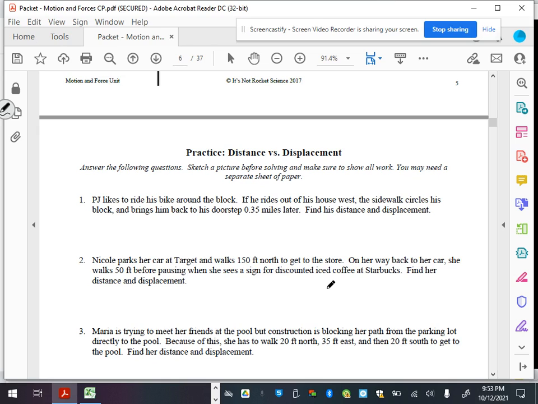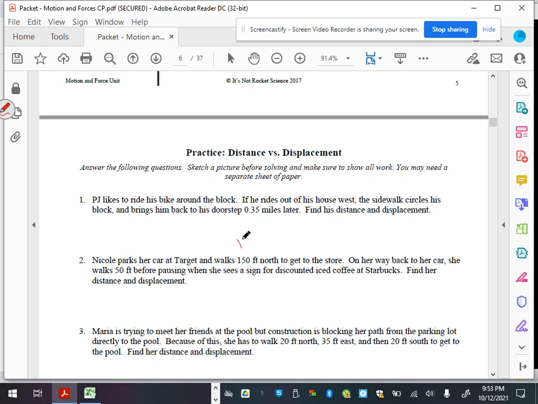Okay. So number 1 says PJ likes to ride his bike around the block. If he rides out of his house west, the sidewalk circles his block and brings him back to his doorstep 0.35 miles later. Find his distance and displacement. Okay, so when I draw this, it should be a little bit more clear. If he rides out of his house west, then the sidewalk circles the block and brings him back.